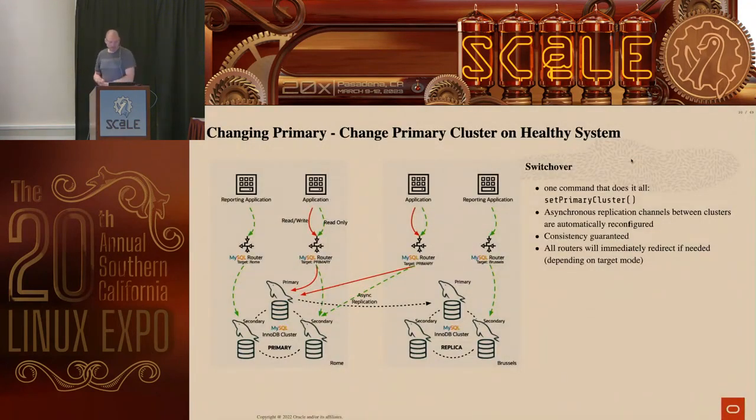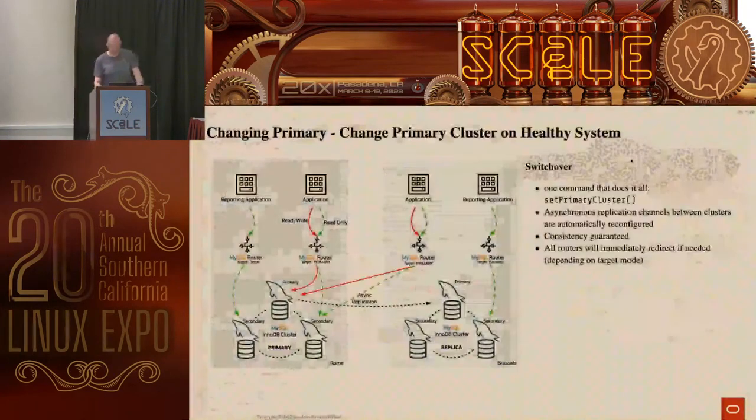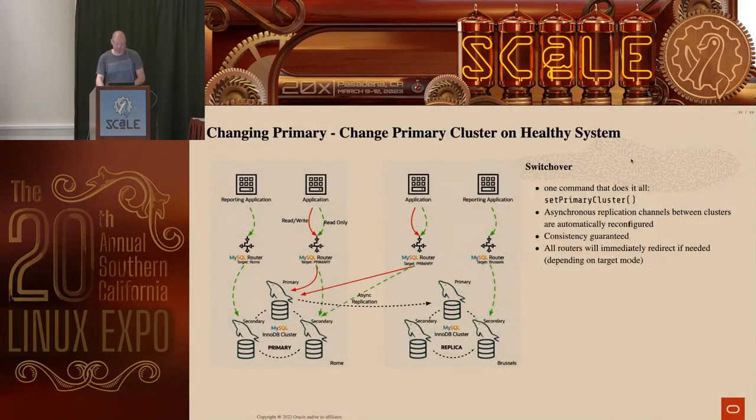Now, on a healthy system, the way that you would change the topology is, so for example, we have 4 routers, and they have different target modes. Let me see when I have some router slides. Okay, router integration comes later. I'll explain to you a little bit what the various things that router can do.